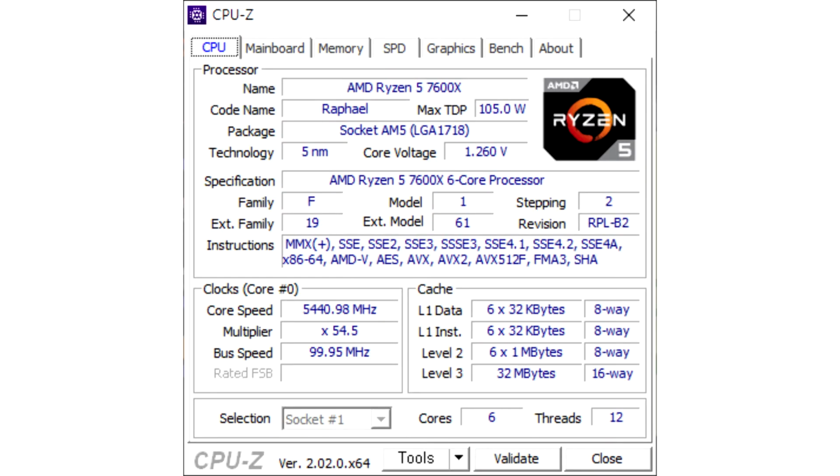AMD Ryzen 5 7600X tested in Cinebench R23. The AMD Ryzen 5 7600X is the only 6-core processor in the AMD Raphael line. It's also the cheapest model, with a $299 price tag, matching the Ryzen 5 5600X.